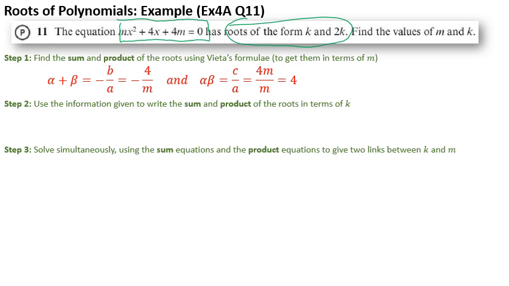Step 2. All we're doing here is saying the roots we've been told are k and 2k. So the sum must be 3k and the product must be 2k squared.